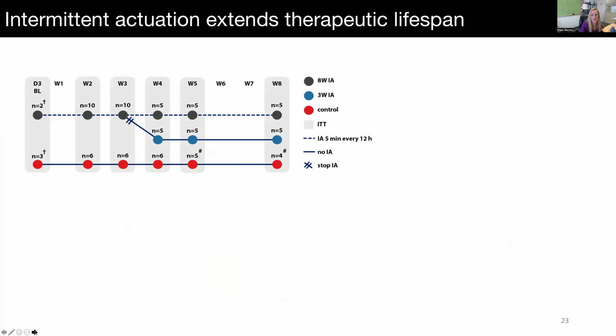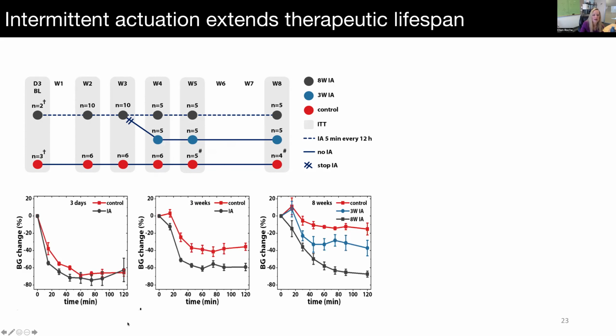So in this study, we had 3 groups. The first group was a control group. There's no intermittent actuation. The intermittent actuation is noted as IA here. Then we started one group where we did intermittent actuation daily. At 3 weeks, we stopped half of that group. And then we continued for 8 weeks with, again, actuation every 12 hours. And here is the blood glucose change in response to an insulin delivery at 3 days, 3 weeks, and 8 weeks. And the colors correspond to the timeline above.